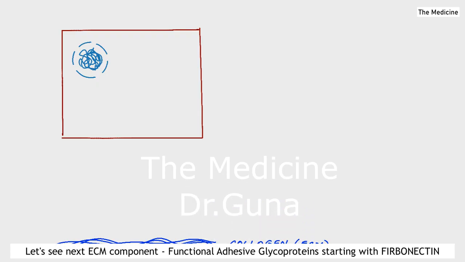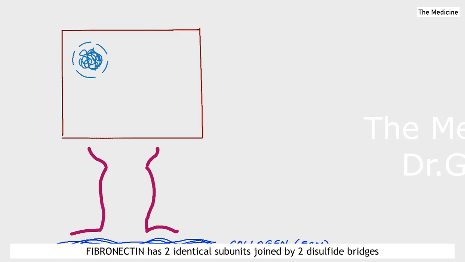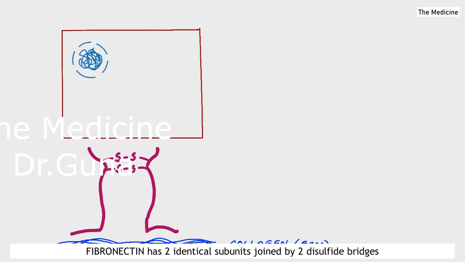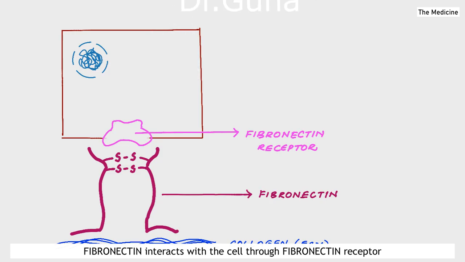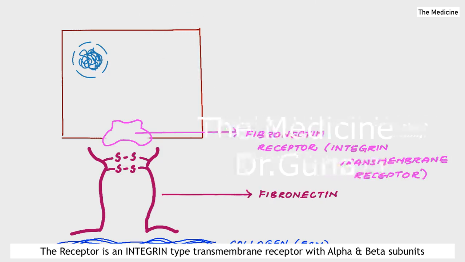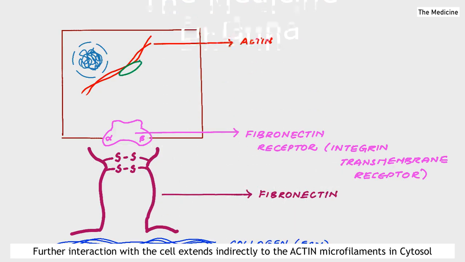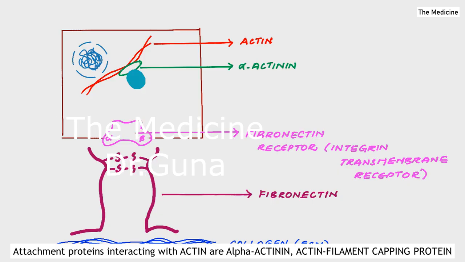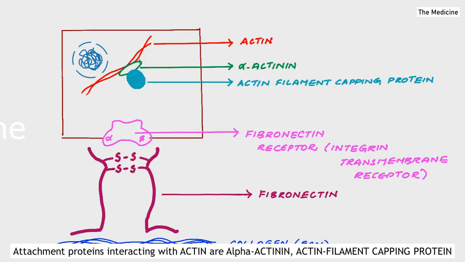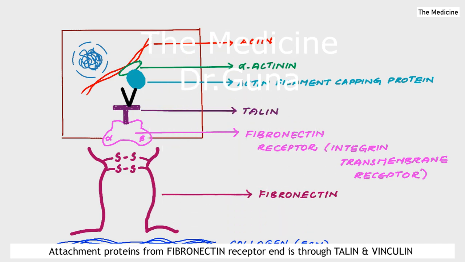Let's see the next ECM component, functional adhesive glycoproteins, starting with fibronectin. Fibronectin has two identical subunits joined by two disulfide bridges. Fibronectin interacts with the cell through the fibronectin receptor. The receptor is an integrin type transmembrane receptor with alpha and beta subunits. Further interaction with the cell extends indirectly to the actin microfilaments in the cytosol. Attachment proteins interacting with the actin are alpha actinin and actin filament capping protein, AFCP. The attachment proteins from the fibronectin receptor end are talin and vinculin.